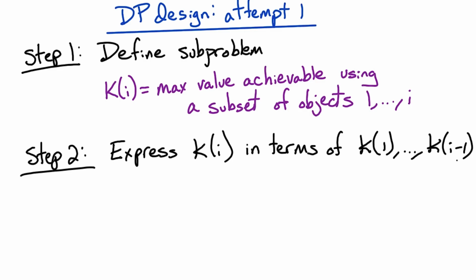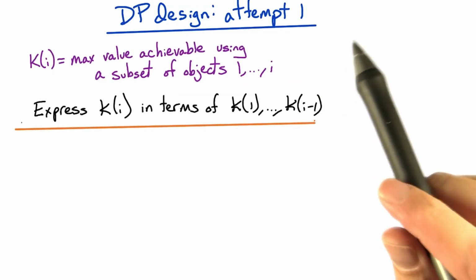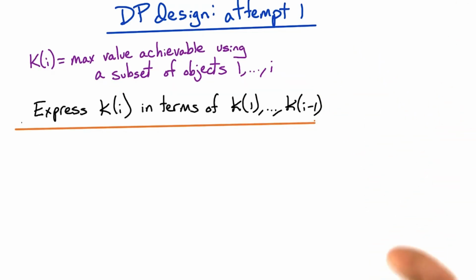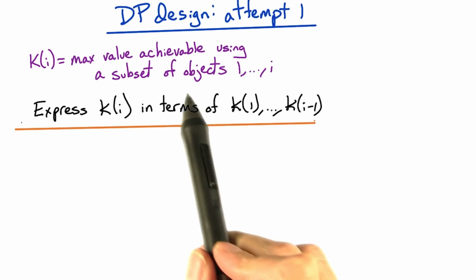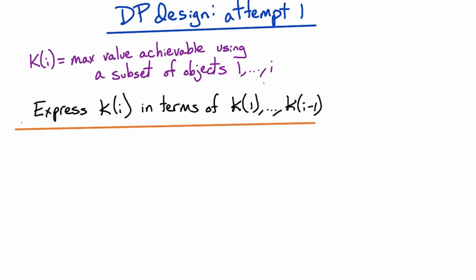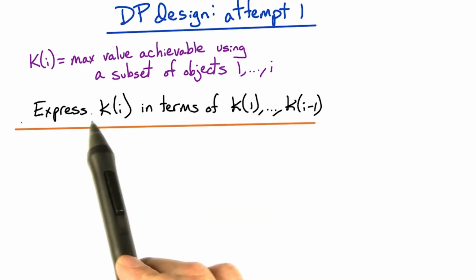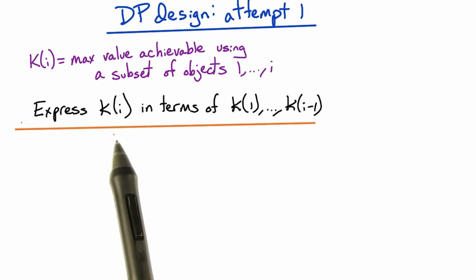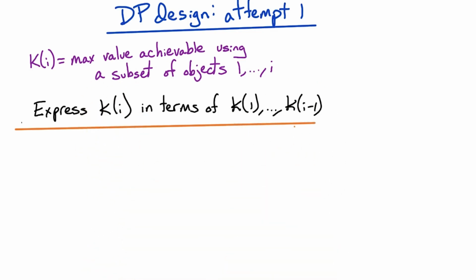Our second step in our recipe for designing a dynamic programming algorithm is to find a recursive relation which expresses K of i, the solution to the ith subproblem, in terms of smaller subproblems, in this case, K of 1 through K of i minus 1. To summarize, K of i is the max value we can obtain using a subset of the first i objects, and we're trying to find a recurrence which expresses K of i in terms of smaller subproblems.